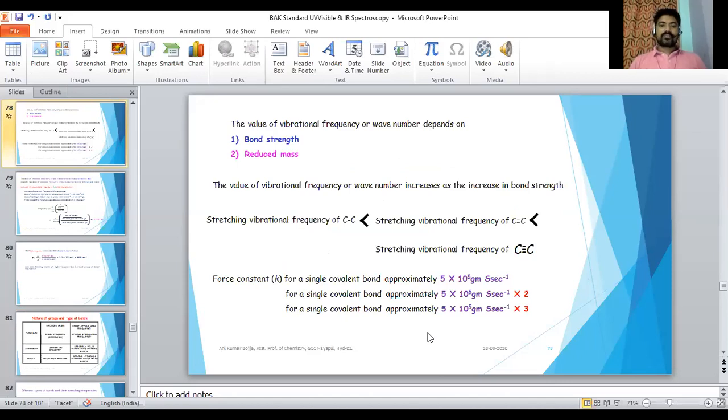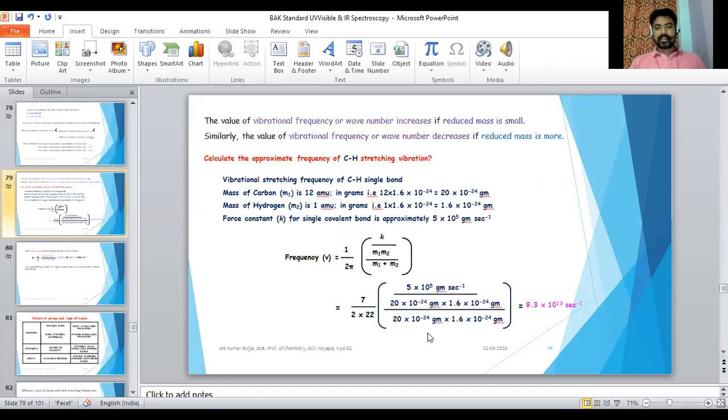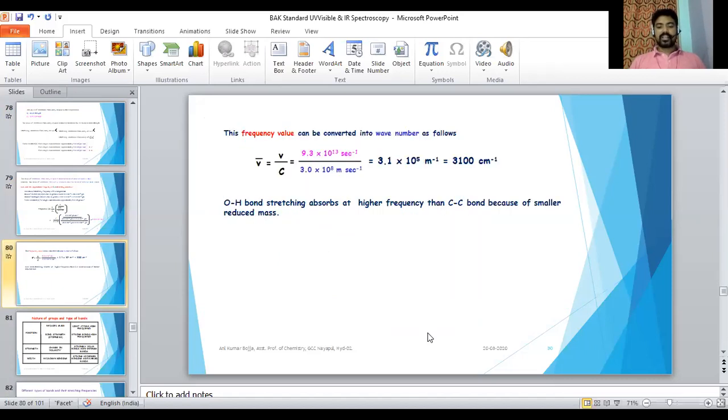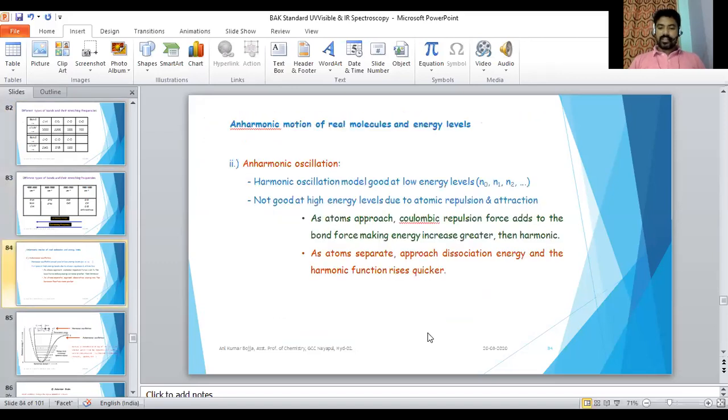The value of vibrational frequency depends on two factors: one is bond strength and another is reduced mass. Bond strength is directly proportional to the vibrational frequency or wave number of the radiation required for the vibration of the bond. Reduced mass is inversely proportional to the vibrational frequency or wave number, and the energy of that radiation also. Yesterday we learned about this calculation: carbon hydrogen single bond stretching frequency is 3100 centimeter inverse. This is the information we discussed in the last class.